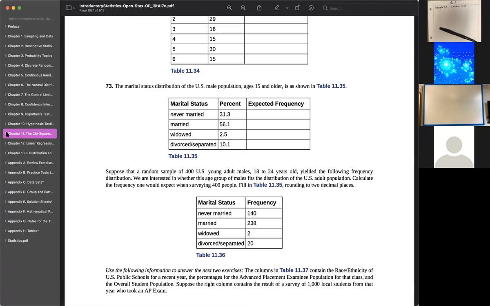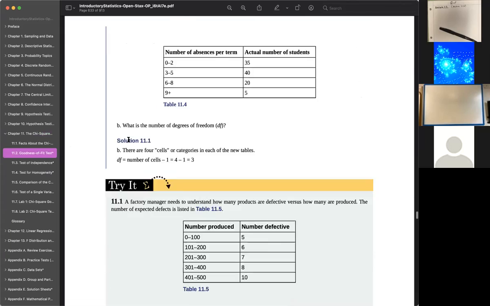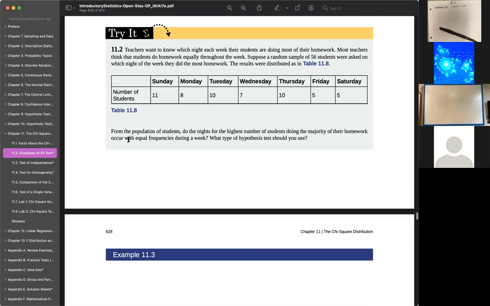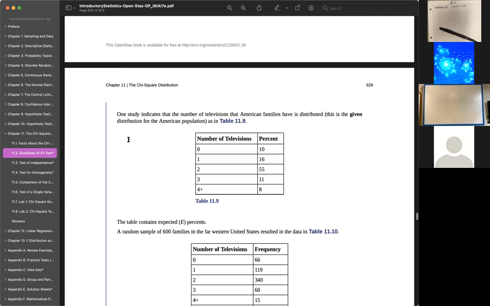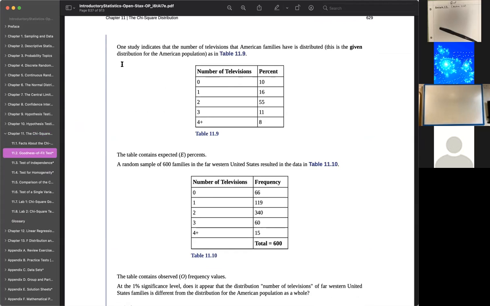Right here. Slide over to my book screen and look at section 11.2. Here's example 11.3. Sometimes the formatting of the book is kind of funny. It starts on the next page. So this, I'm reading it to you, says, there's a study that indicates that the number of televisions that American families have is distributed as follows. How many televisions do you have in your house? Well, typical American family. And what percentage of people have those televisions? So this is what we call an expected distribution.